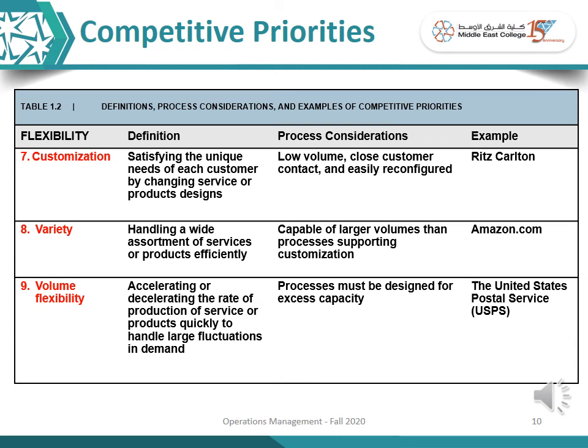Volume flexibility. Volume means accelerating or decelerating the rate of production of services or products quickly to handle large fluctuations in demand. So if the demand is increasing or decreasing, you have the capability to match it quickly, and this is a difficult process. The process in this case must be designed for excess capacity. So if the demand increases, your capacity can help you. An example for that is the United States Postal Service, USPS.